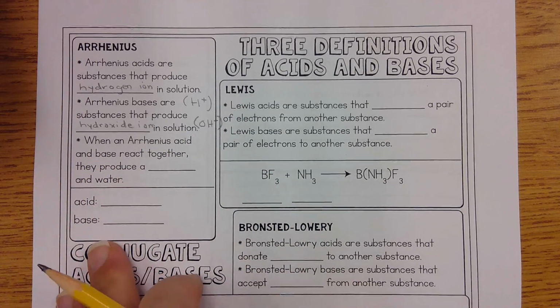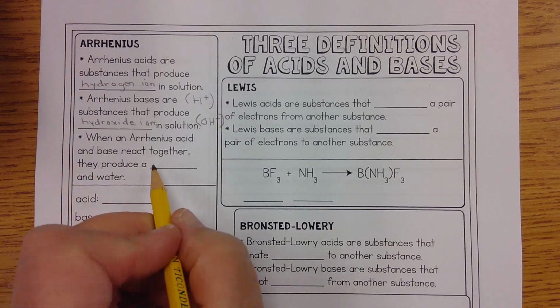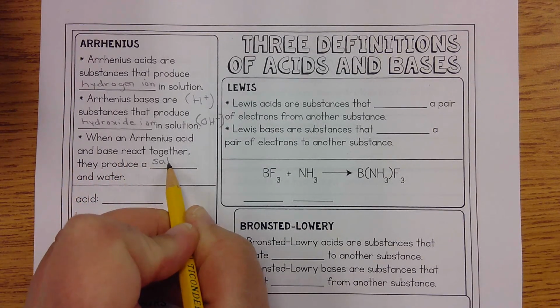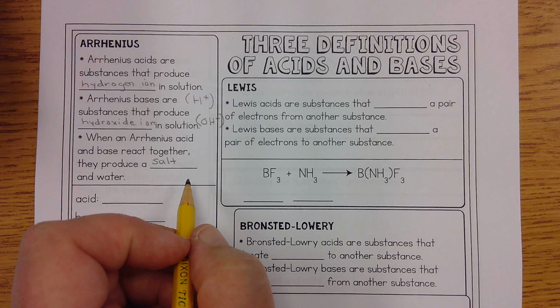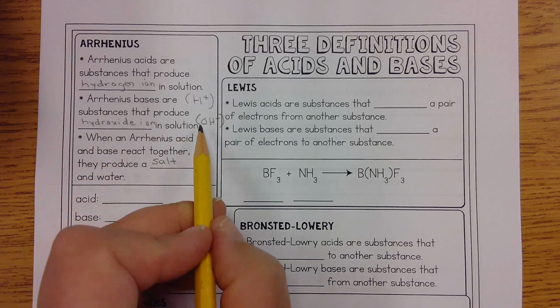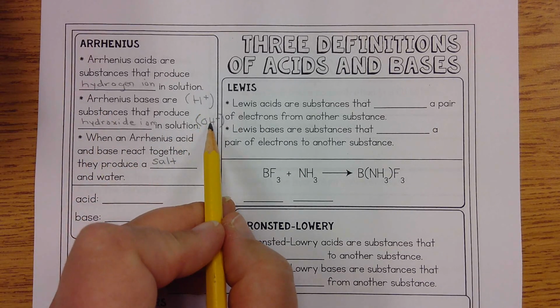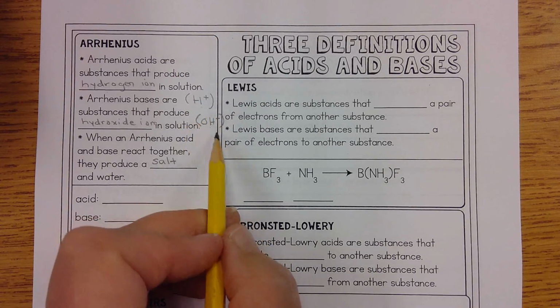And when you have an Arrhenius acid and base reacting together, they produce a salt. Sodium chloride, potassium chloride, barium chloride, sodium bromide, potassium bromide. Anyway, there are many different salts, and water. And you can see here where the water comes from, right? Here's an H and an OH. You put those together, you have H2O, right? So that's the water.